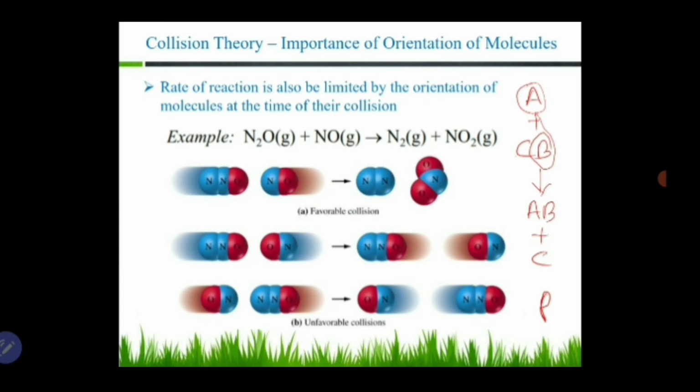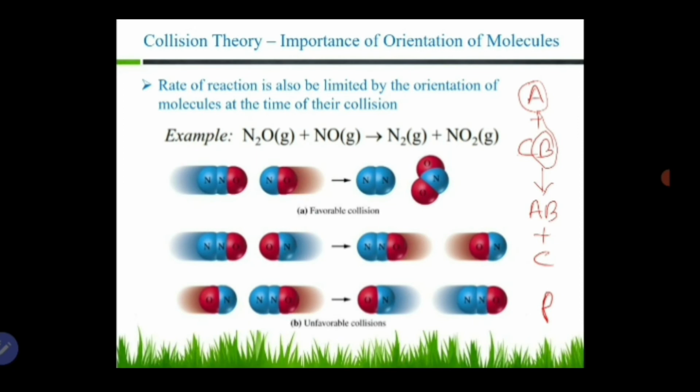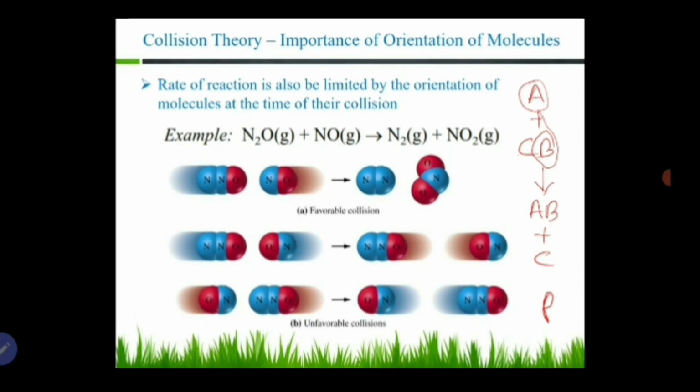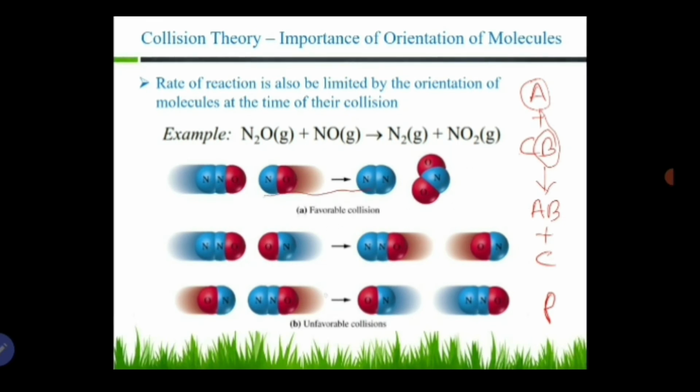So now let's see how the two parameters, we have already discussed the two parameters, one is f, the other one is p, enter into the rate law after a few minutes. Collision theory is stressing one more point, that is the importance of the orientation of the molecules. The rate of the reaction is also limited by the orientation of the molecules at the time of their collision. I have taken an example, N2O plus NO gives N2 plus NO2. So here this is a favorable collision, and these two are unfavorable collisions.